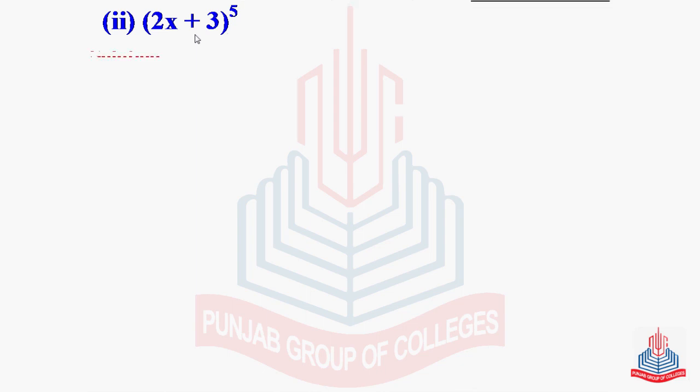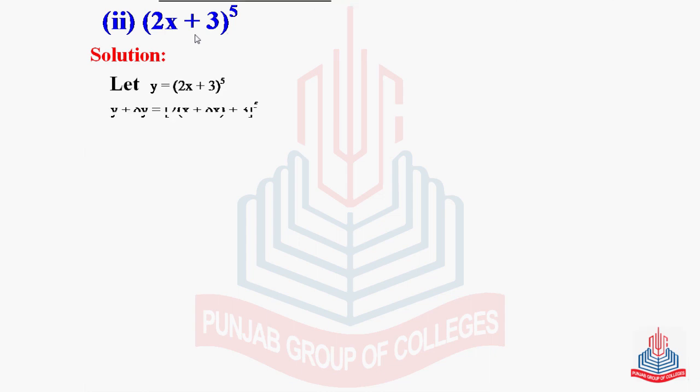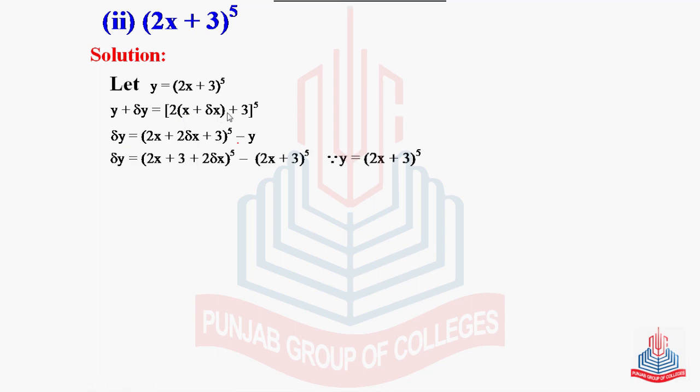Now we start our solution: y is equal to (2x plus 3) raised to the power 5. Similarly, y plus delta y, and on the right hand side that will become 2 into (x plus delta x) plus 3, raised to the power 5. X will be replaced by x plus delta x, and delta y is equal to 2x plus 2 delta x plus 3 minus y. Just multiply 2 with x and delta x, putting the value of y, as y was (2x plus 3) raised to the power 5, and again rewrite this. The term containing delta x will be separate on one side, and the remaining thing will be 2x plus 3.